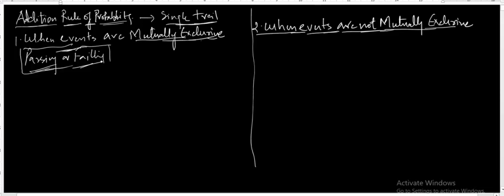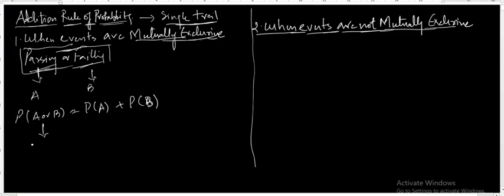Now in this case, the simple rule is that if the events are mutually exclusive, then let me consider this to be event A and this to be event B. Therefore the probability of A or B is equal to the probability of A plus the probability of B. However, this scenario has to happen in a single trial, which means the probability of either A or B happening.